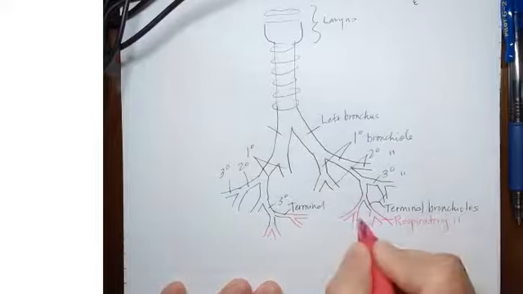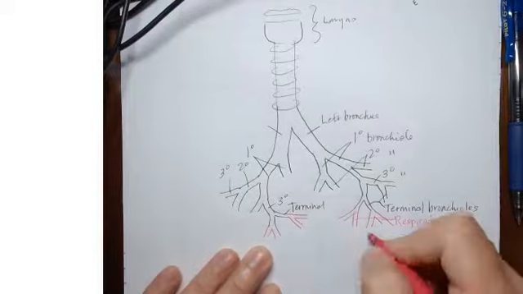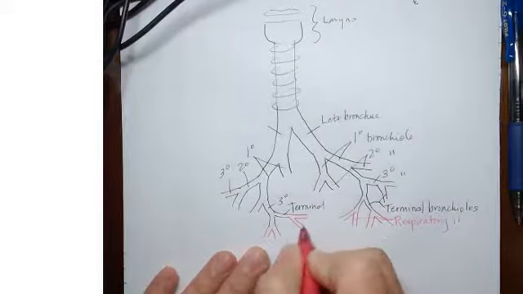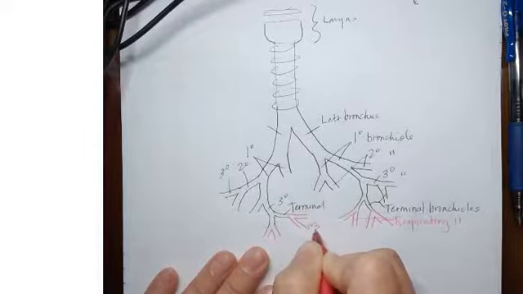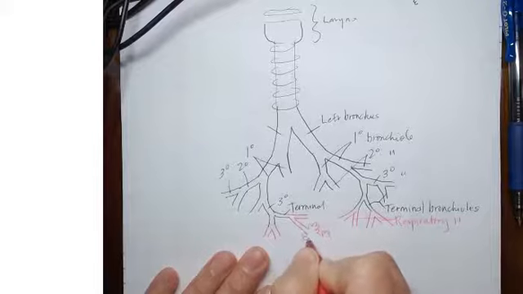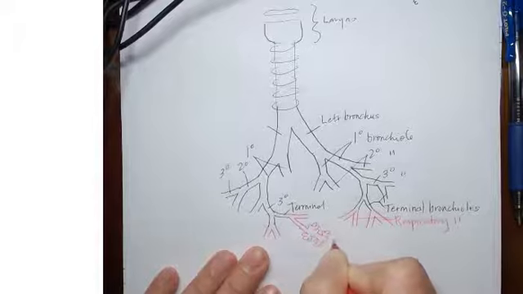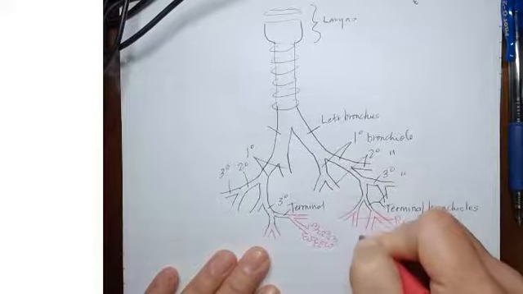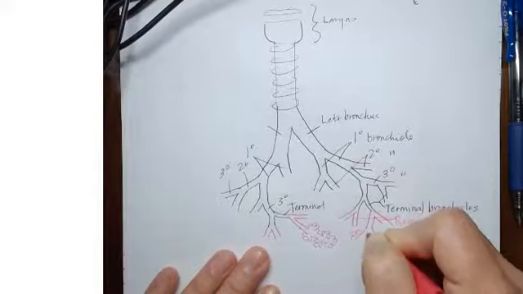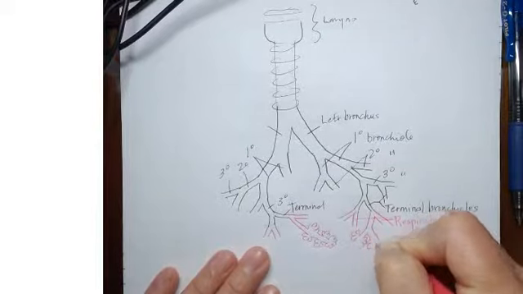These are the respiratory bronchioles, all of these. And then from respiratory, it either just turns into an alveolar duct, or it branches to give rise to alveolar duct.